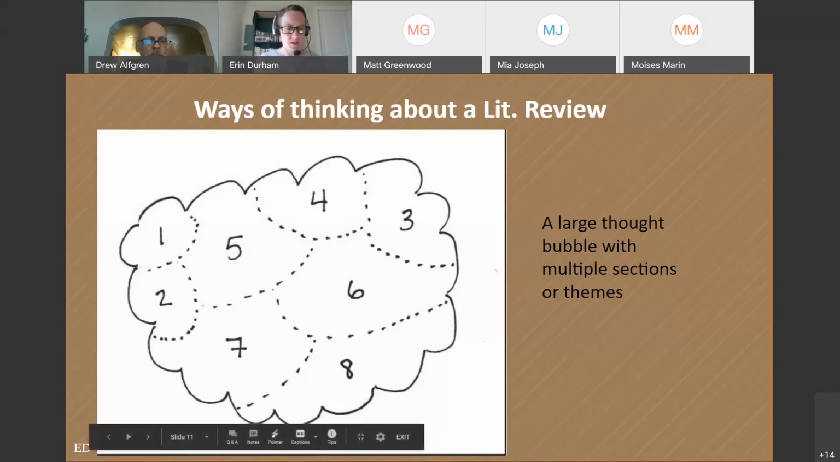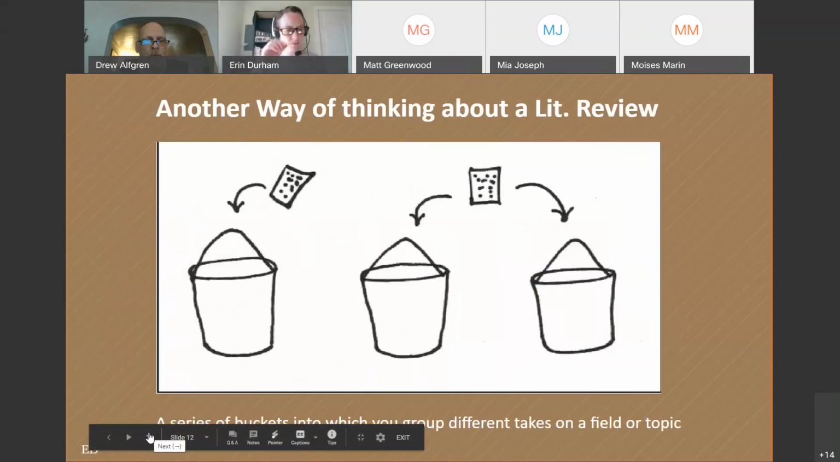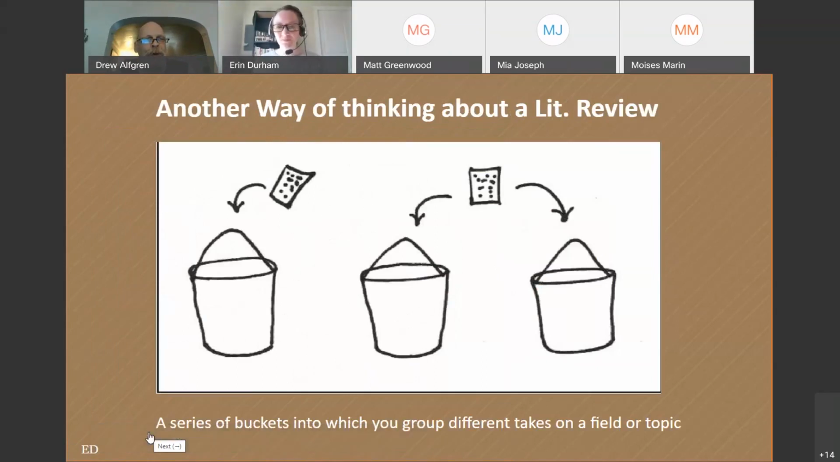All right, we have some other images too. Let me go to the next slide. This one we borrowed from Dr. Musgrove in the history department. It's the same kind of thing as with the bubbles, except the buckets are a little bit more well defined. So you're going to be putting in different takes.